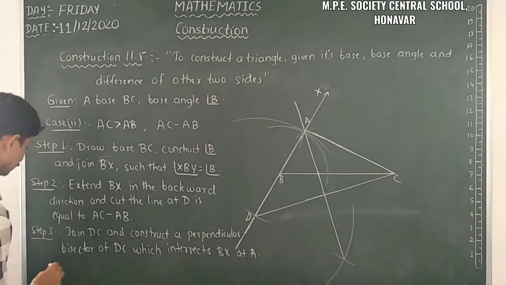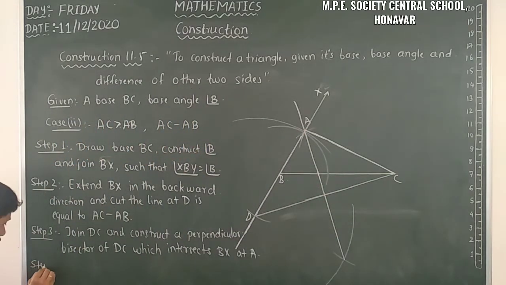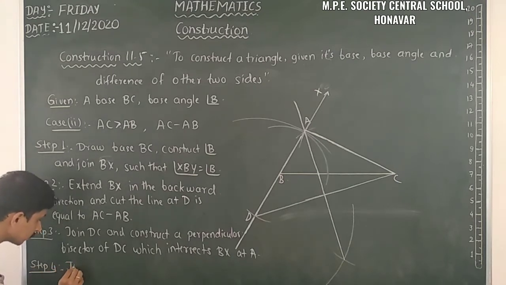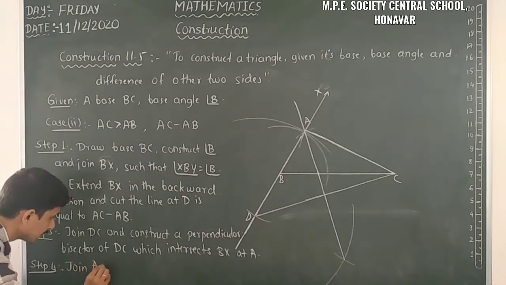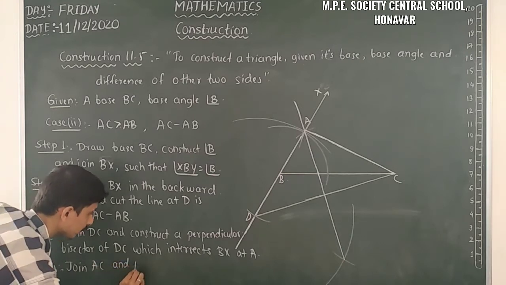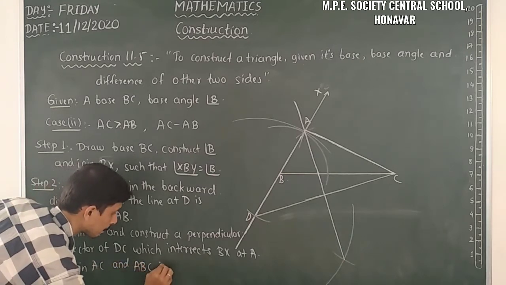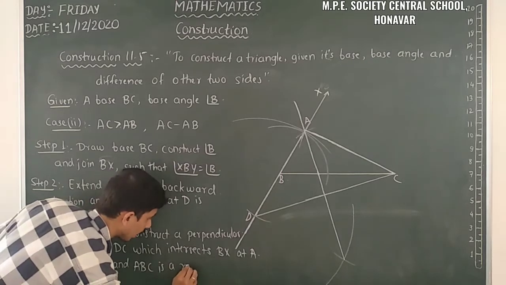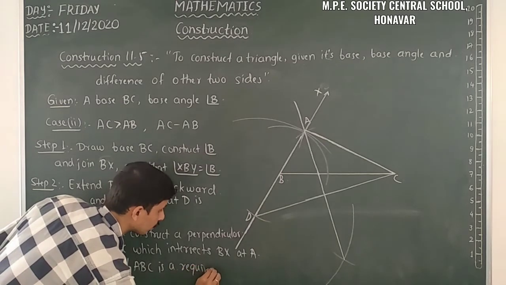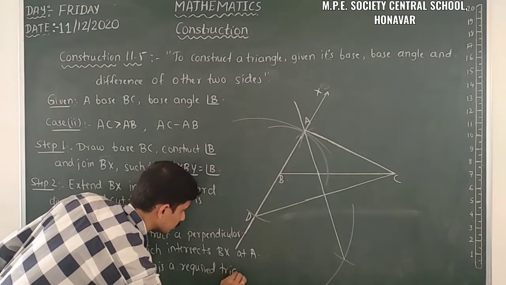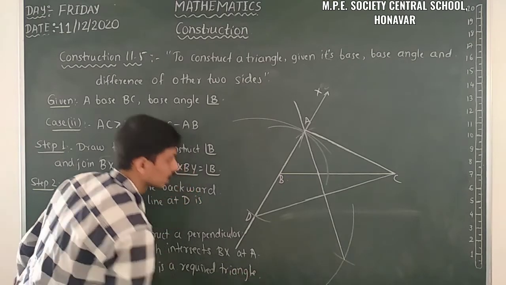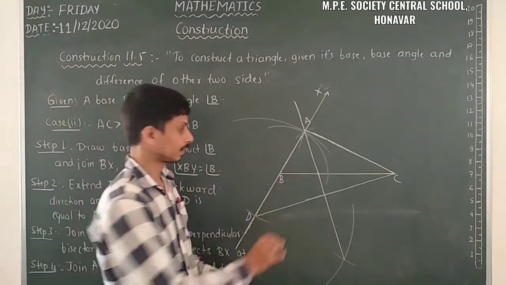So here step 4 is join AC and ABC is a required triangle. Yes, so ABC is a required triangle.